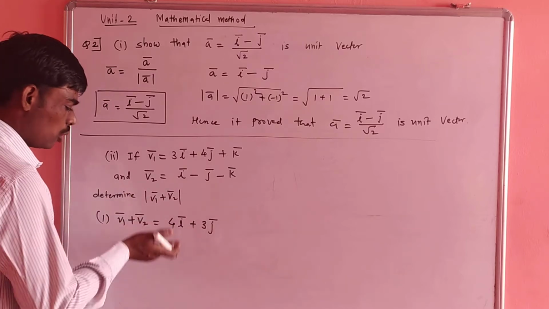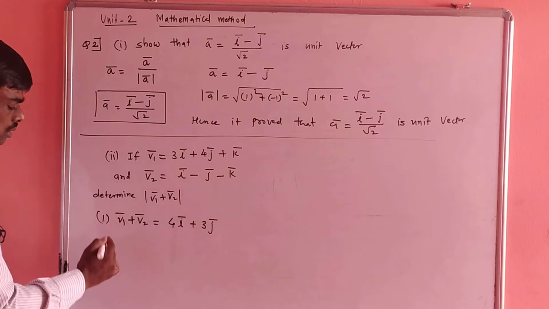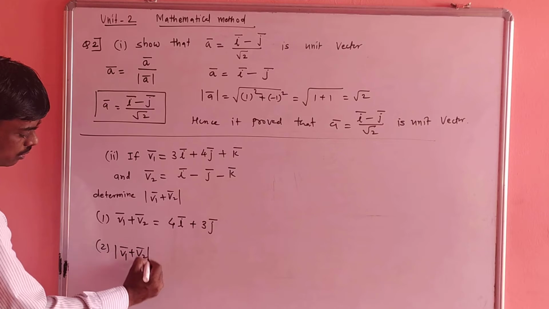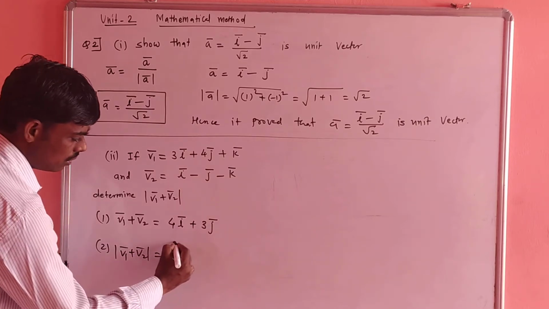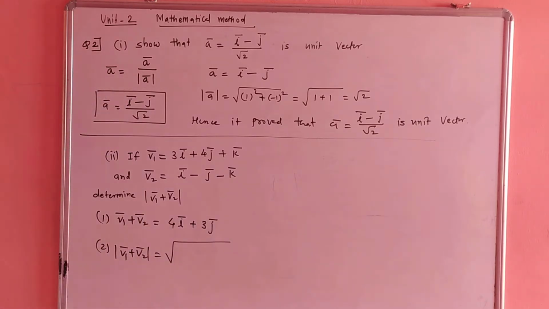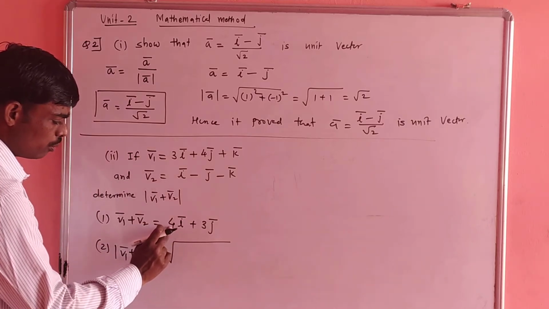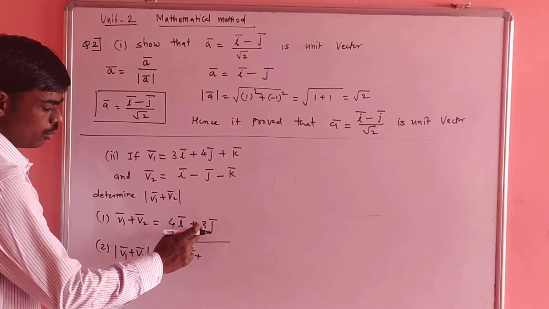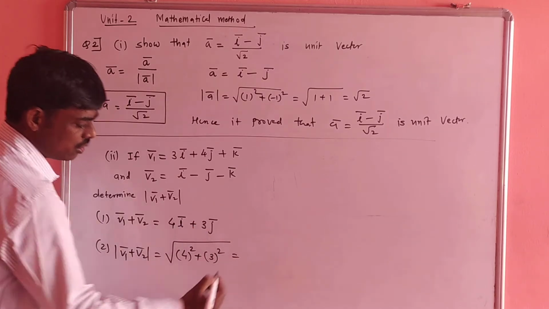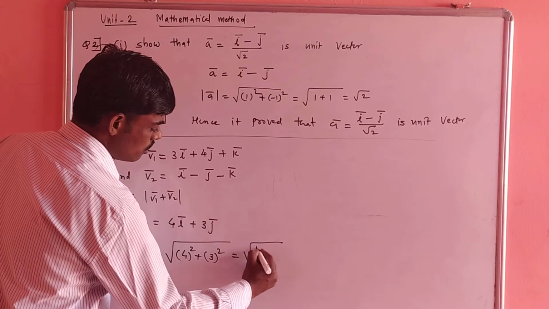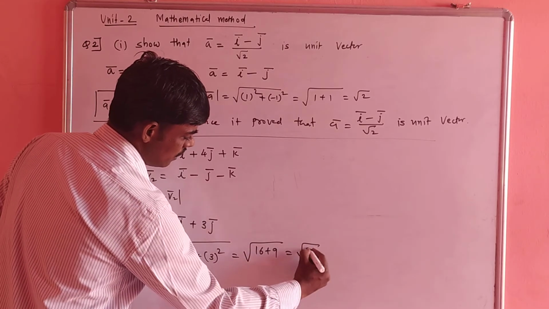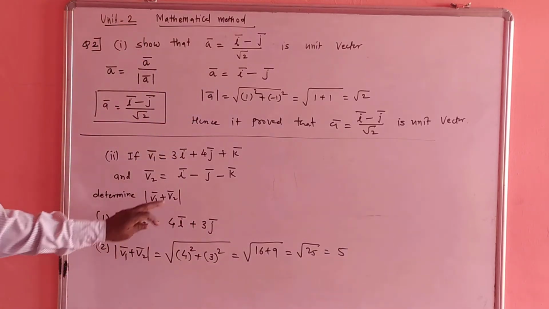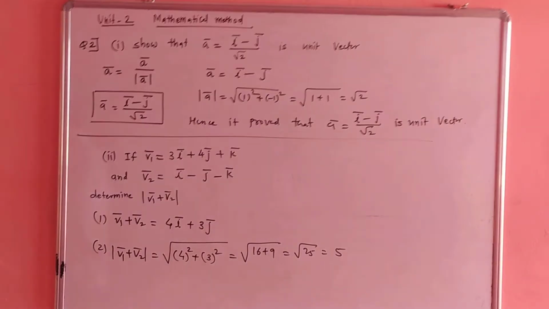This is your result. But we require the mod of vector V1 plus vector V2. So second step, mod of vector V1 plus vector V2 can be written as square root of, again, the component of i squared, that is 4 square, plus the square of the component of j, 3 square. So it becomes 16 plus 9, that is 25, and it becomes 5. So this will be the magnitude of the two vectors.